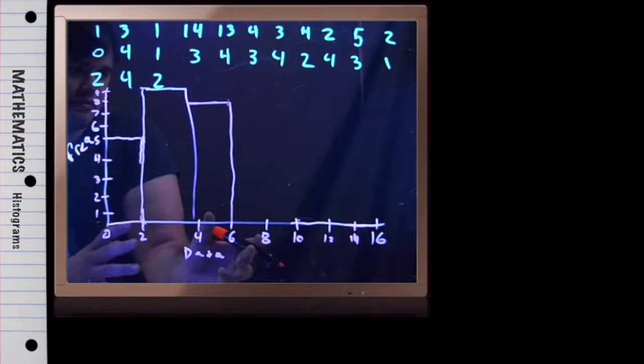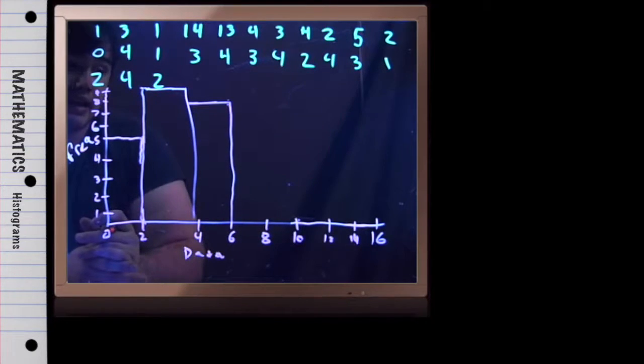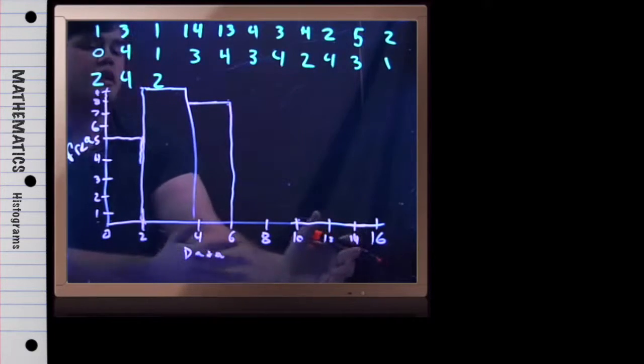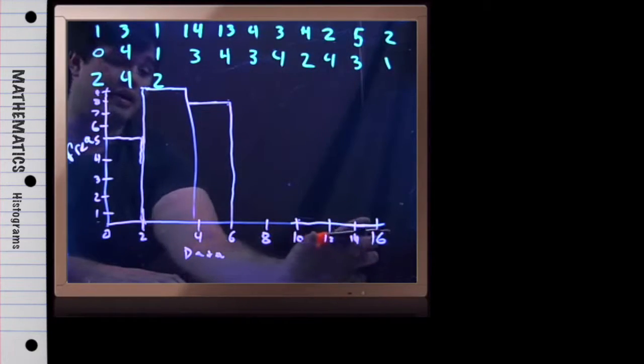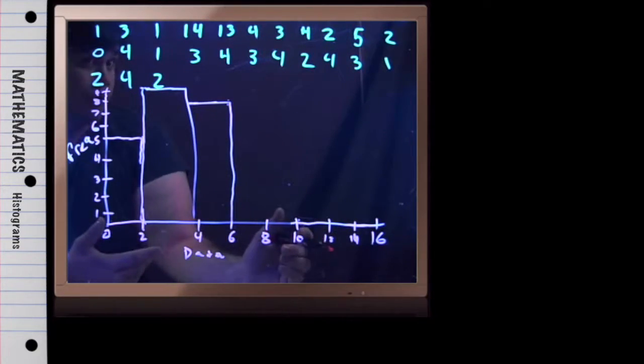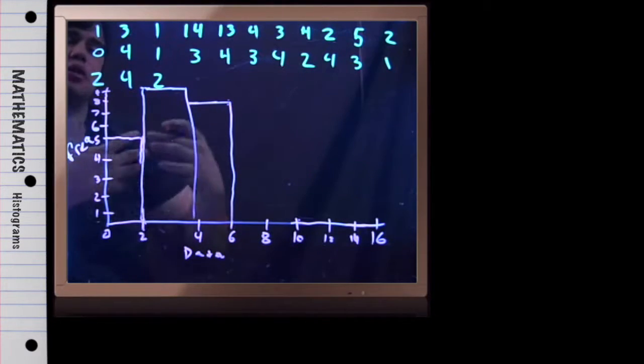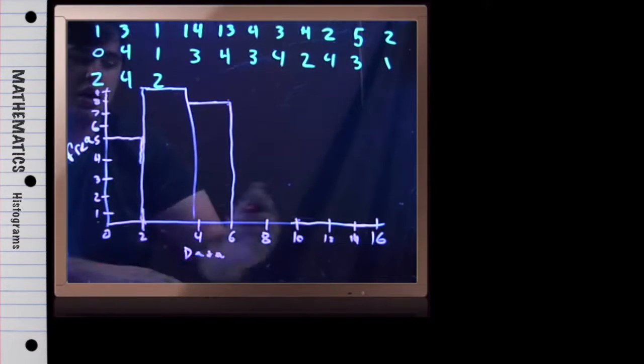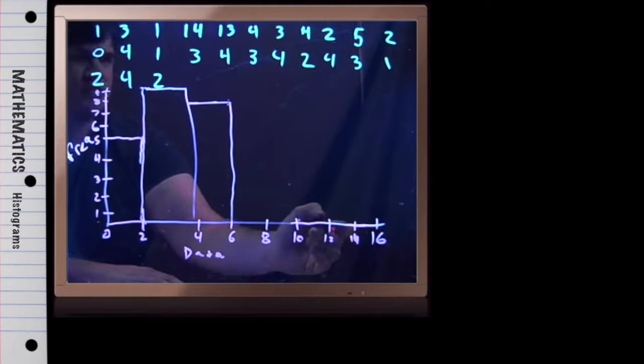We don't have anything in between 6 and 8. We don't have anything between 8 and 10. We don't have anything between 10 and 12. We don't have anything until we get out here to the end. So what do we do with this space? We just leave it blank. That happens often, and it's going to be important for later parts when we talk about this concept called outliers, which are coming soon.